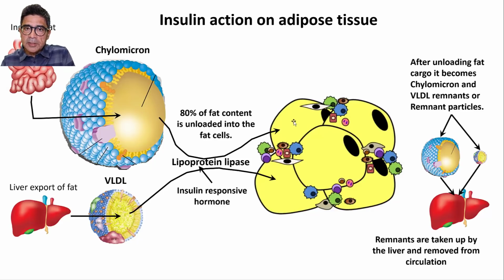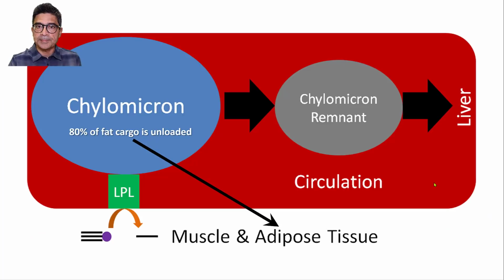It circulates in search of a fat cell. It comes to a fat cell, and in the presence of an insulin-sensitive enzyme, which is called lipoprotein lipase, it dumps about 80% of its fat into the adipose tissue and then becomes a chylomicron remnant. Similarly, the liver exports a fat-filled lipoprotein, which is called VLDL. Again, through the action of lipoprotein lipase, it dumps its fat cargo into the fat cells, becomes a remnant, and these two remnants are picked up by the liver and cleared from the circulation.